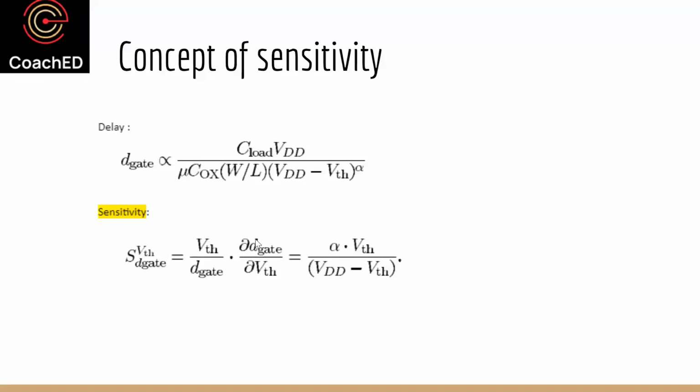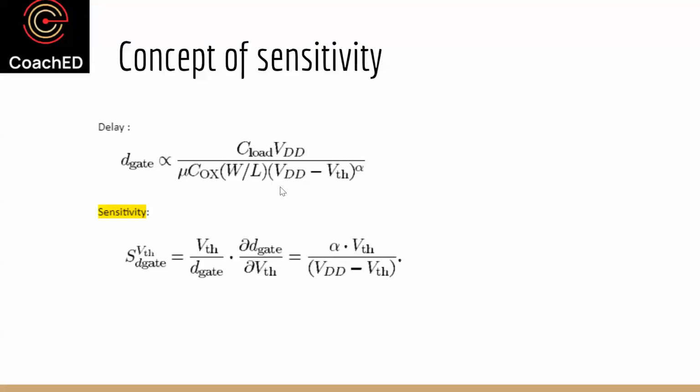Delta gate delay by gate delay is nothing but the percentage change in gate delay. Delta VT by VTH is the percentage change in threshold voltage over the typical value. So sensitivity is nothing but the percentage change in the quantity that you are analyzing, in this case gate delay. What is the percentage change in gate delay for the percentage change in threshold voltage?